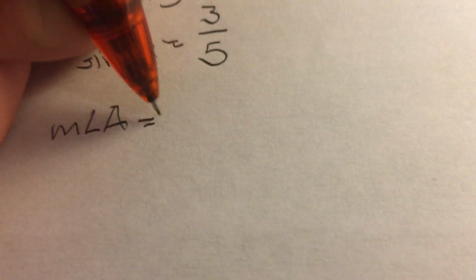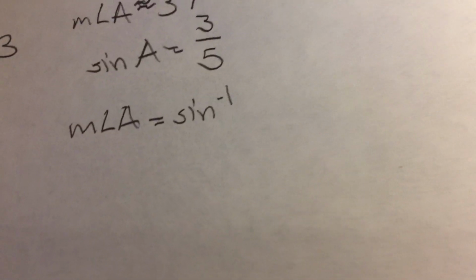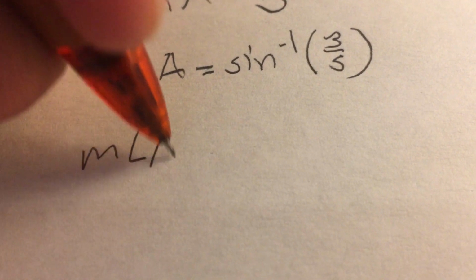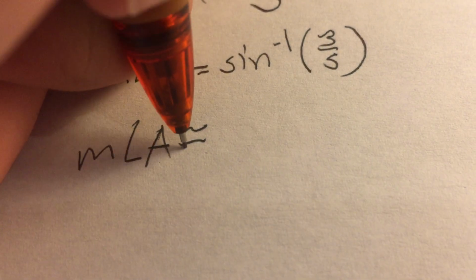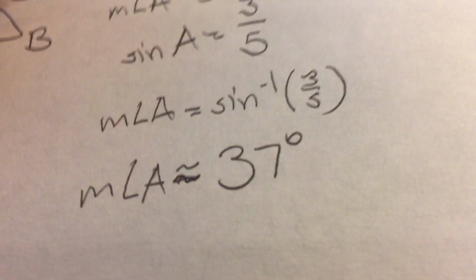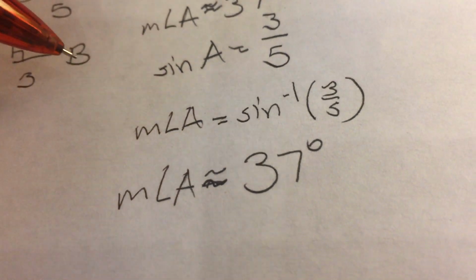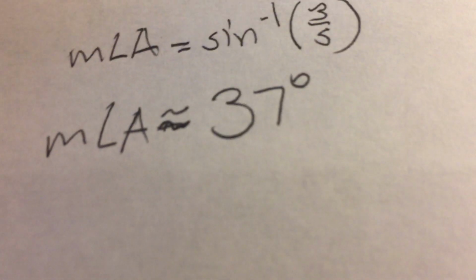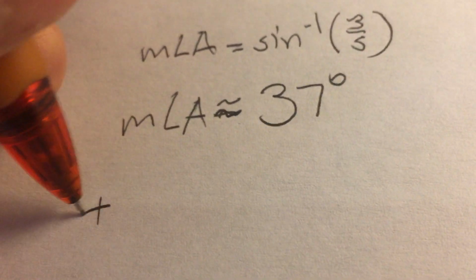So the measure of angle A is equal to inverse sine of 3 over 5. I'll give you some time to figure that out. You can pause if you feel like. Guess what? That's 37 degrees. Wait, no, it's not. Yeah, it is. It is 37 degrees. And then you do the same.